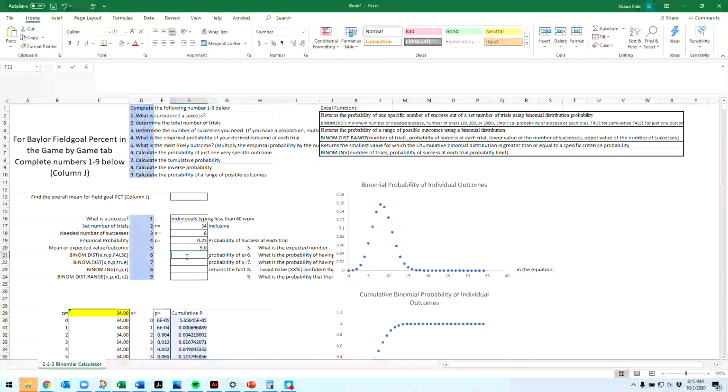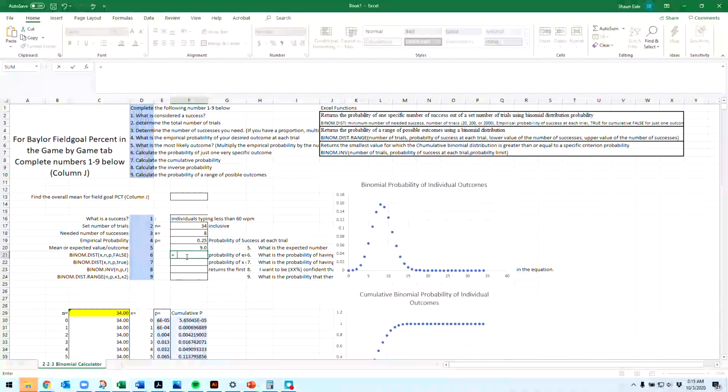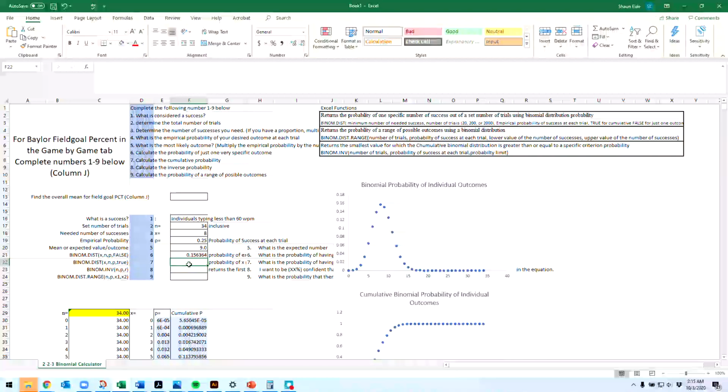So equals binom.dist. Okay, then we're going to put the number of successes. So right here is 8. Then the number of trials, the total number of trials is 34. Then the probability of success at each trial is 0.25. And then cumulative, we want to say false. And the reason why is because cumulative gives us exactly 8 and only 8. So if you hover over 8, this is 0.1.